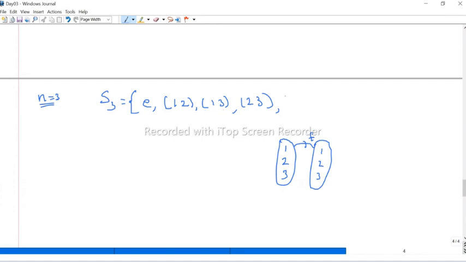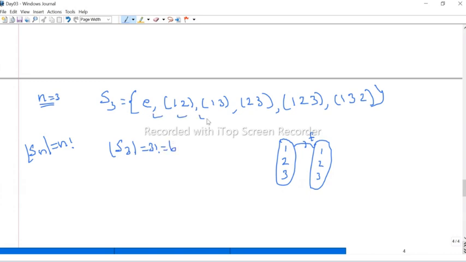Next, we take 3-cycles. So 1 maps to 2, 2 maps to 3, 3 maps to 1. I have done this. Suppose 1 maps to 3, 3 maps to 2, and then 2 maps to 1. In general, the cardinality of Sn is n factorial, the number of elements in the set. Here for S3, the cardinality is 3 factorial, which is 6, so there are 6 elements. Already we have 1, 2, 3, 4, 5, 6.